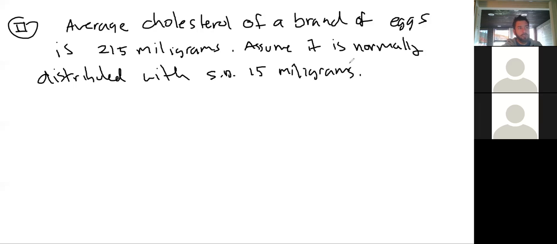So the first question you might have is, what is it? Well, if I say assume it is normally distributed, there's only one thing I can possibly be talking about. Am I talking about the price of a car? No. Am I talking about the number of eggs in a dozen? No. The only thing that remotely makes sense that I could be referring to is the amount of cholesterol in an egg.